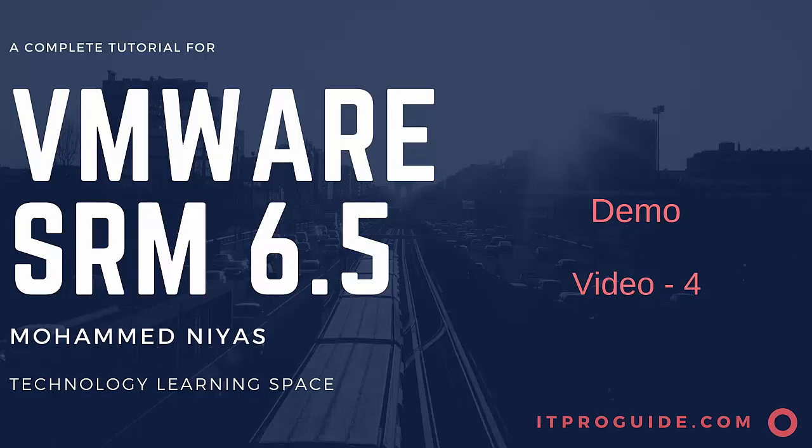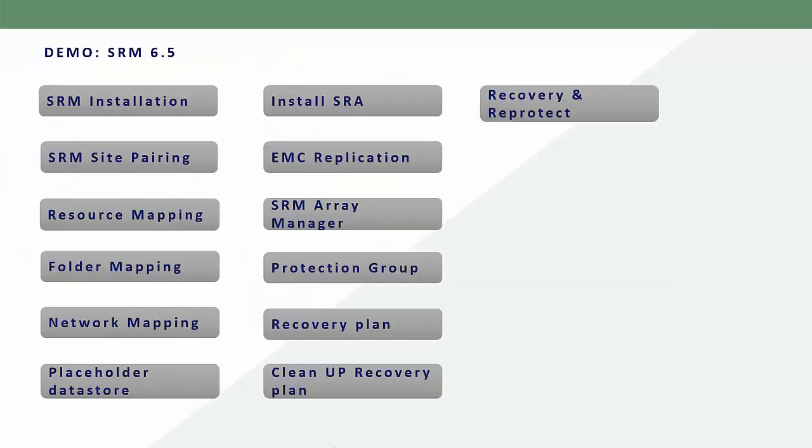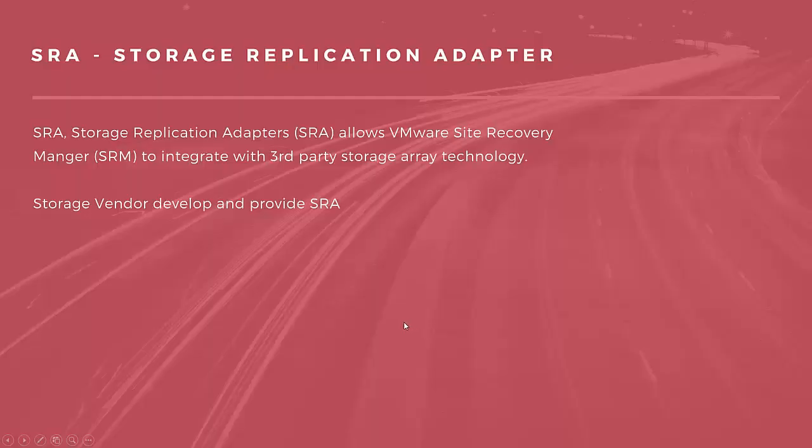In the last video, we discussed how to connect resources for recovered virtual machines, and we created a placeholder datastore also. In this video, we are going to install SRA, Storage Replication Adapter, configure storage replication between SAN storage, and configure Array Manager. Let us start with Storage Replication Adapter.